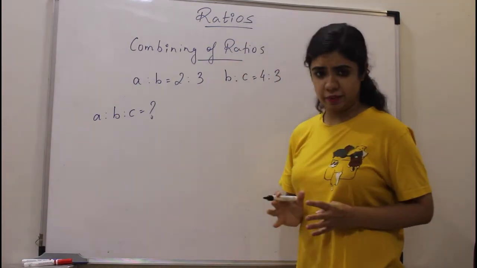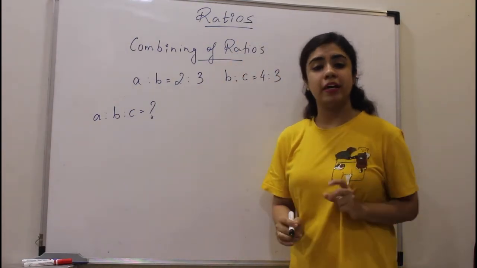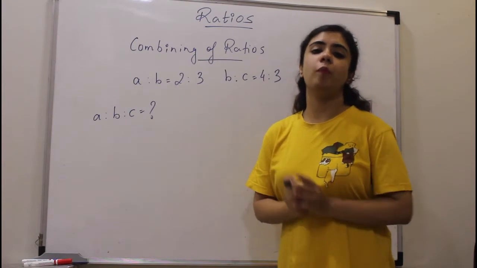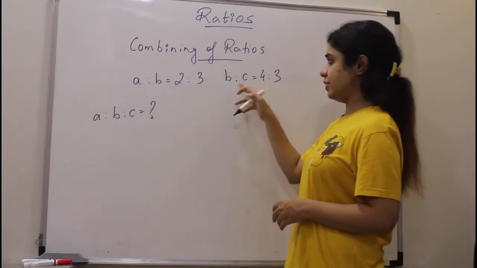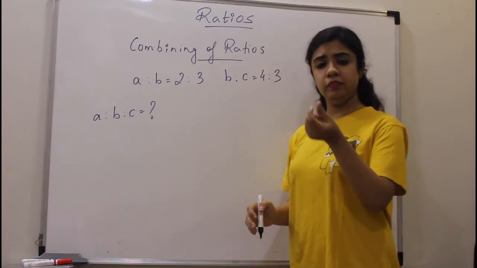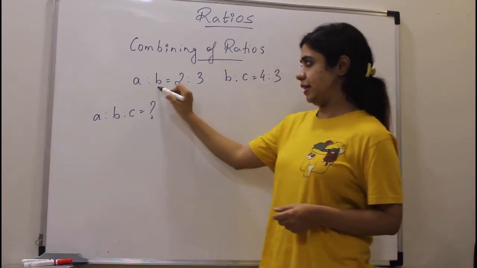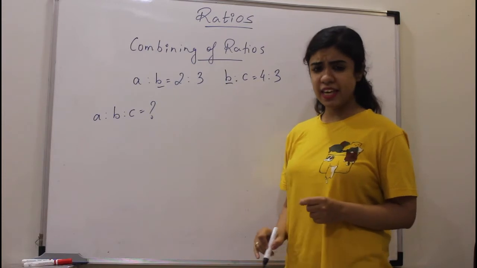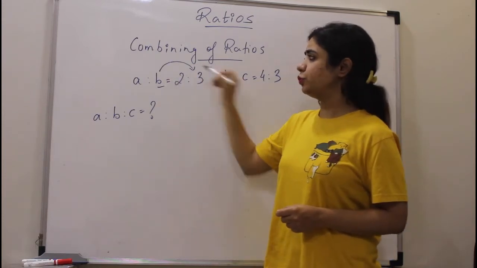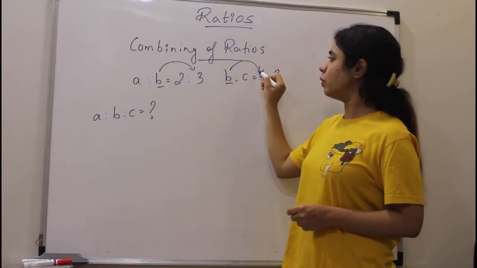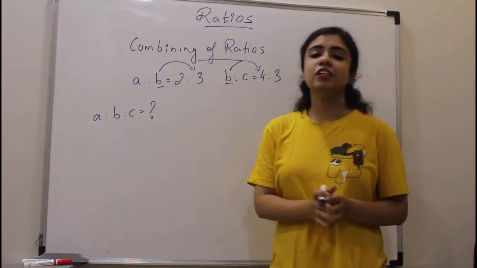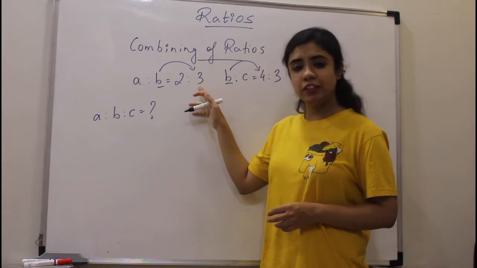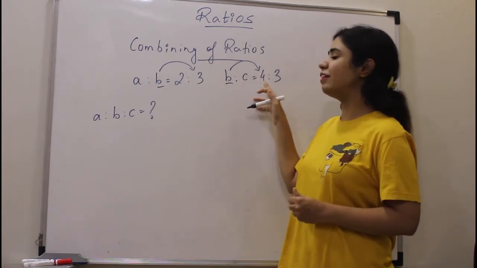Whenever you have to combine, you always have to look at the common term. Here, A is to B is 2 is to 3. B is to C is 4 is to 3. The common term in both the cases is B. Here, B corresponds to 3. Here, B corresponds to 4. So, B has to be such a number that it has to be divisible by 3 also, and it has to be divisible by 4 also.